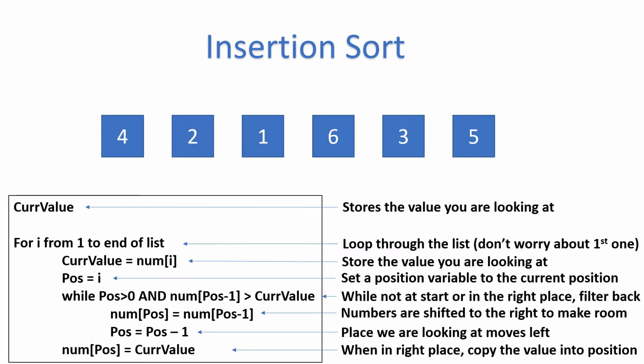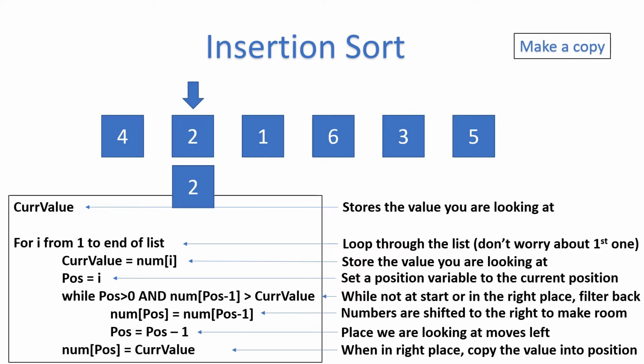Now remember, computers like to index from 0, so 1 is actually the second number because we're starting at the number 2 in our list. So what we do is current value equals num I. We start at this number here and we make current value equal to that number. We store that number. Also, pos equals I. We've got a variable called pos, and that says, right, where are we?